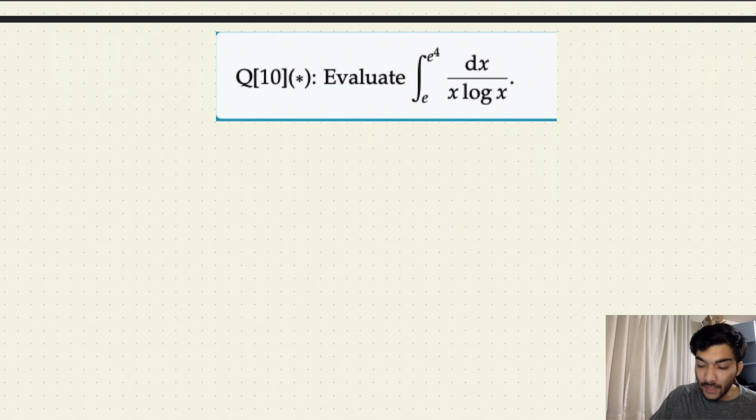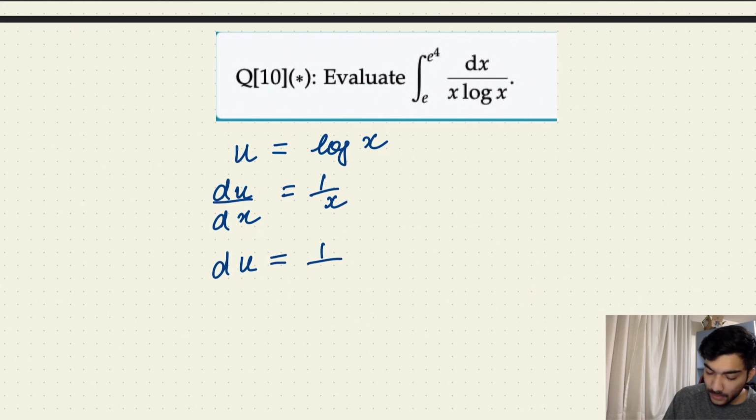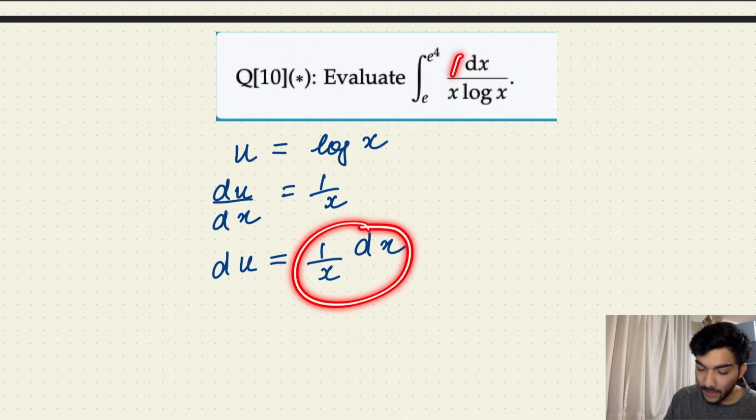So let's start with writing that function. Let's suppose that function is denoted by u, which is log x. If I take the derivative of u with respect to x, it would be 1 by x. So du, if I shift the dx to the other side, it would be 1 by x dx. And now I can clearly use substitution, right? I can just change my log x to u, and I can change my 1 by x dx, which is over there, to du.